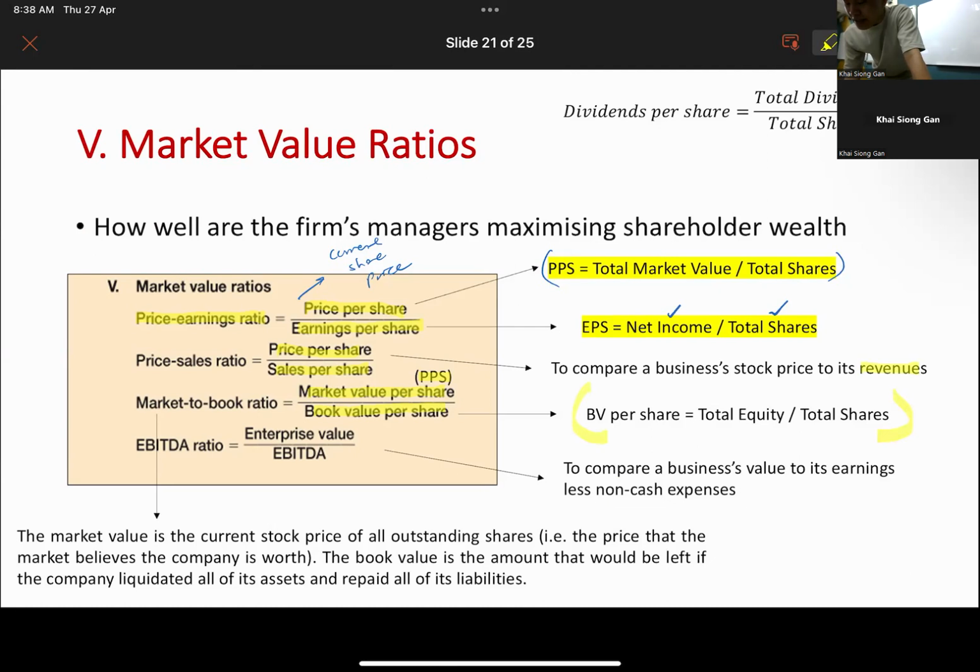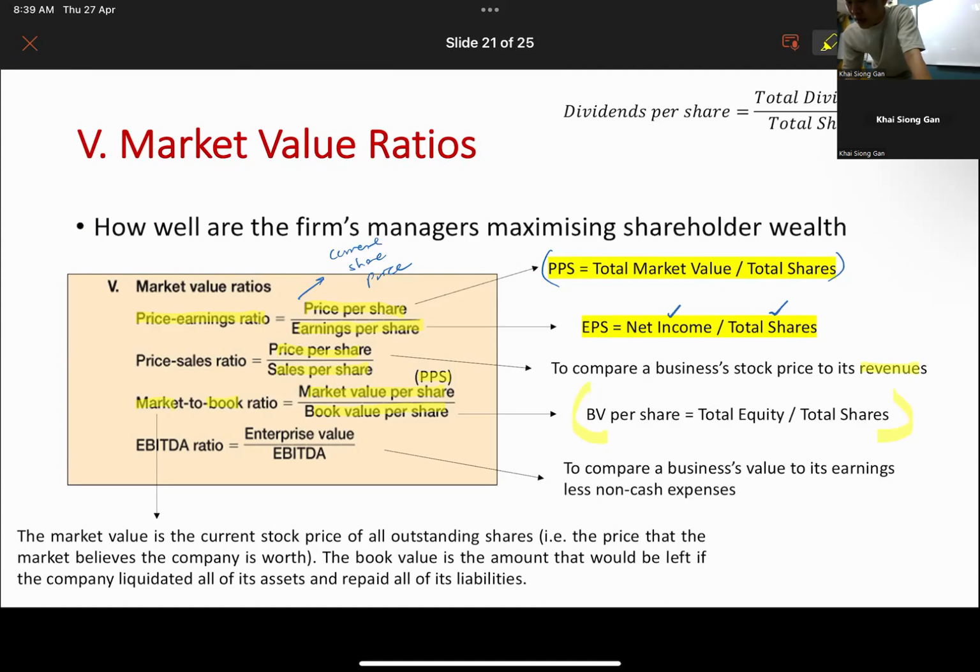Book value per share means the amount left when your company liquidates all the assets and pays all the liabilities. So that's the book value, the value you get when the company liquidates everything. You compare the market value of the shares, the current share price, with the book value per share, the amount the business will get when they liquidate everything. That's called the market-to-book ratio.